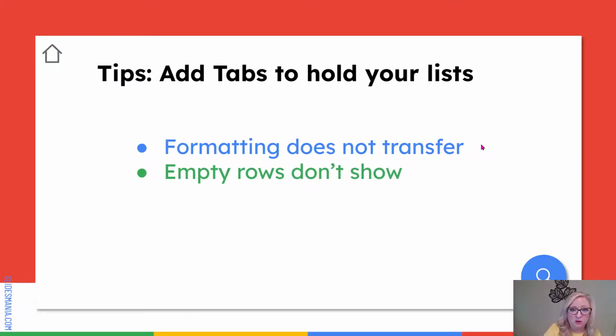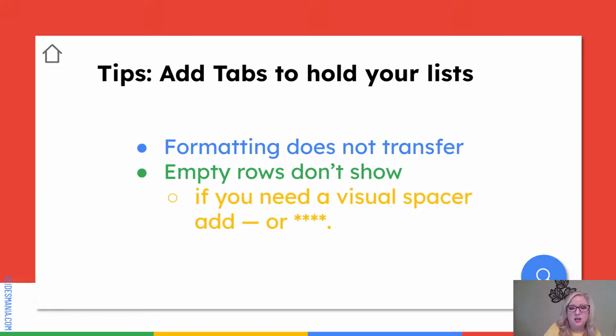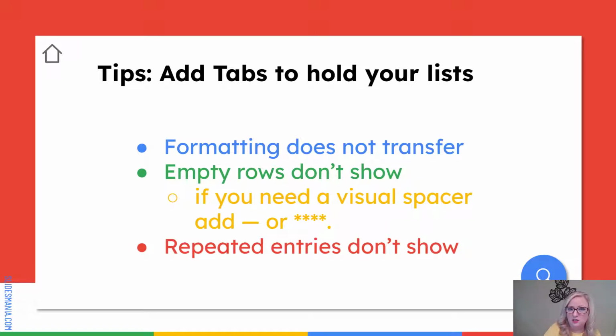Also, empty rows aren't going to transfer. So if you're relying on empty rows as a visual reference, put in a placeholder like a dash or stars or something like that. And repeated entries of the same thing don't list. So if you put in 1 star to be a placeholder, maybe put in 2 stars for the next one to be a placeholder. Let me show you what that looks like.